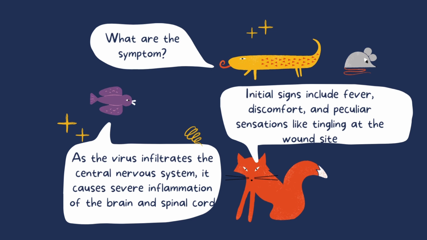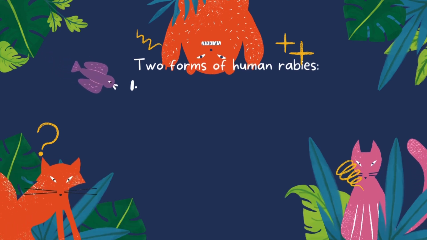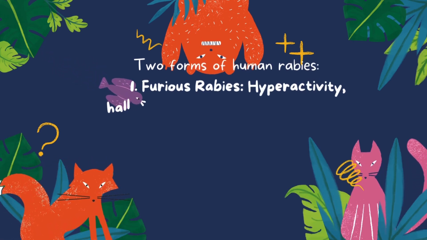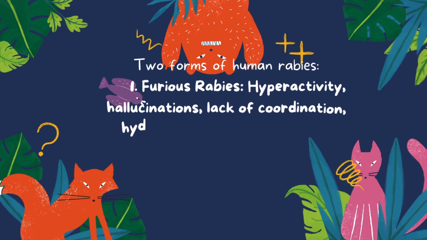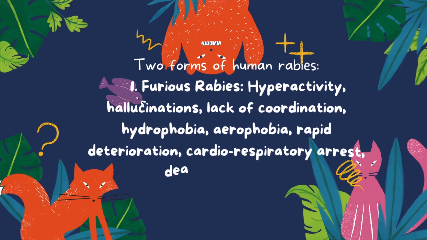As the virus proceeds to infiltrate the central nervous system, it triggers a severe and often lethal inflammation of the brain and spinal cord. Rabies, in its human manifestation, presents in 2 distinct forms. The first one is known as furious rabies. This form is characterized by hyperactivity, highly excitable behavior, hallucination, a marked lack of coordination, hydrophobia, and aerophobia.